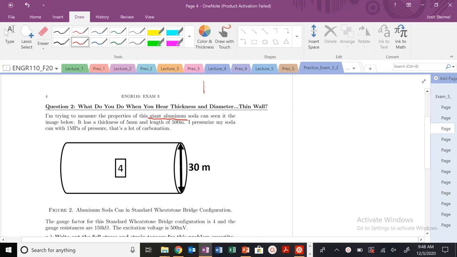Aluminum, so I know my Young's modulus is 69 GPa. I know that my mu is equal to 0.3. I have a thickness equal to 5 millimeters. I have a length, doesn't matter. I pressurize my soda can, so my delta P is equal to 1 megapascal. My diameter, or my radius, is equal to 15 meters.